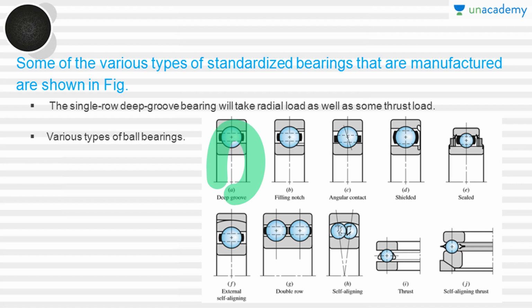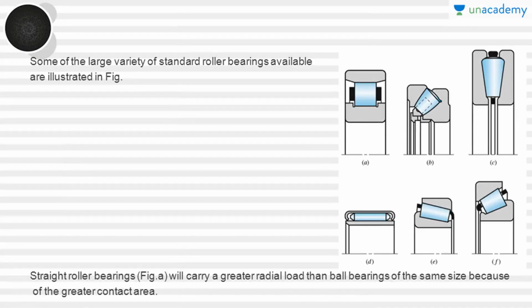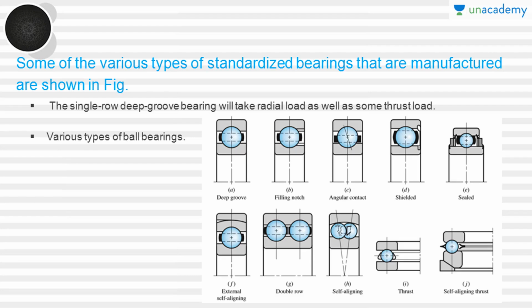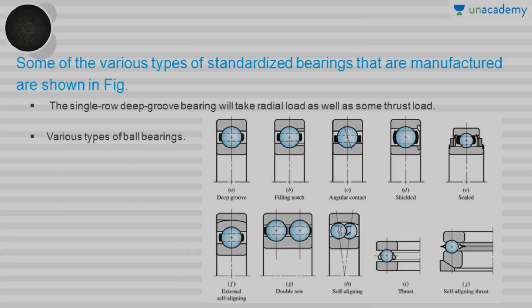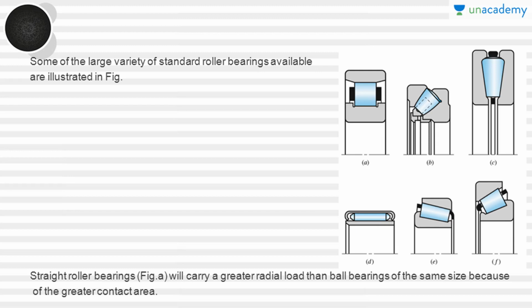These different types of bearings are discussed in later course lectures. Here we have a large variety of standard roller bearings illustrated in the figure. These are the ball bearings, where the rolling elements are balls, right? In this type of bearing we have rollers which are cylindrical or conical in shape. They will roll and provide the frictionless joint in that bearing.